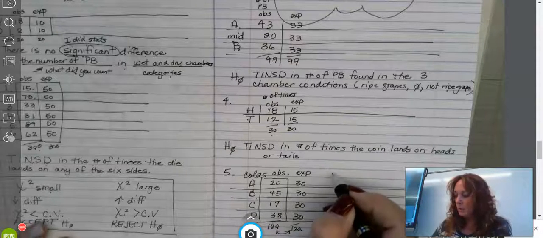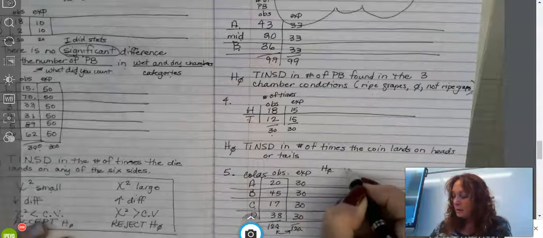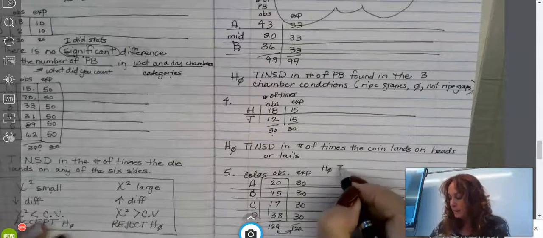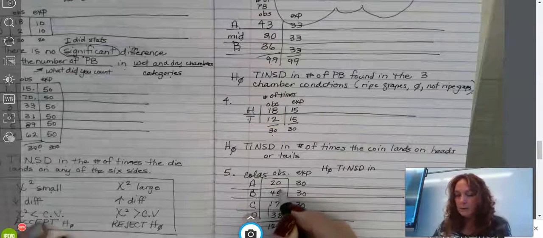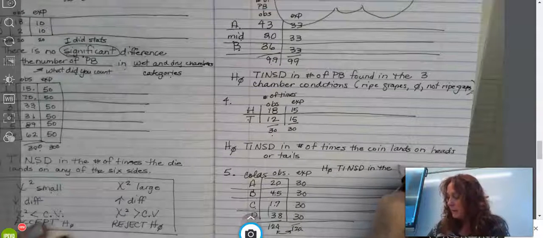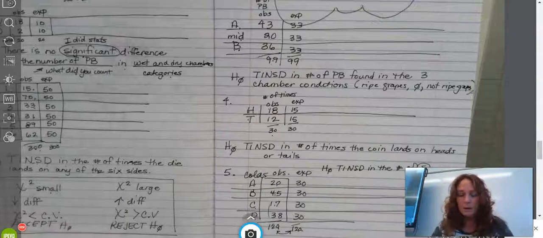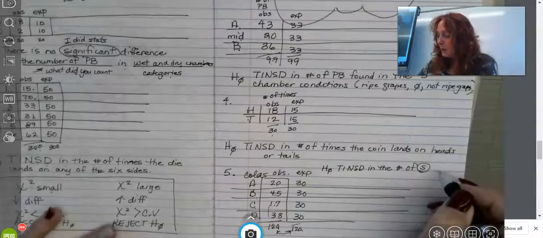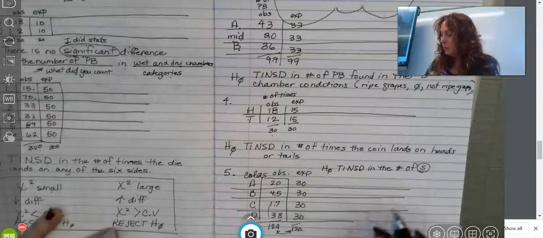So now I need to write my null, so I'm going to come up here and write it so you can see it. The null is always going to be, there's no significant difference in what I observed and what I expected. So there is no significant difference in what did you count. These are numbers of students. In the number of students, what did they do? They selected between the types of cola.